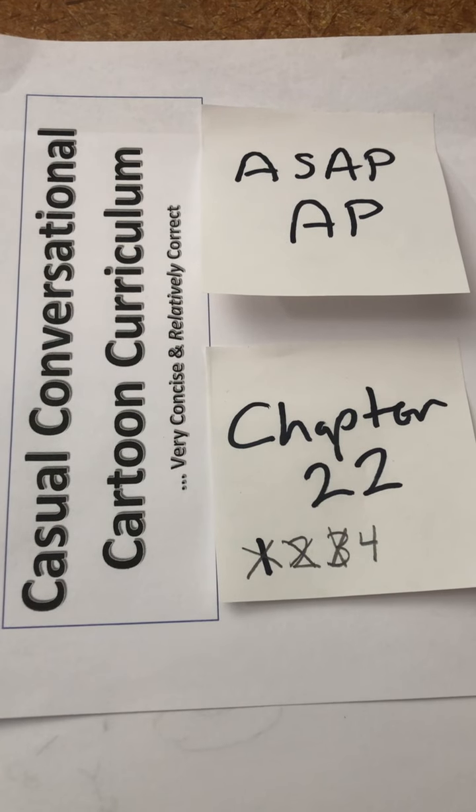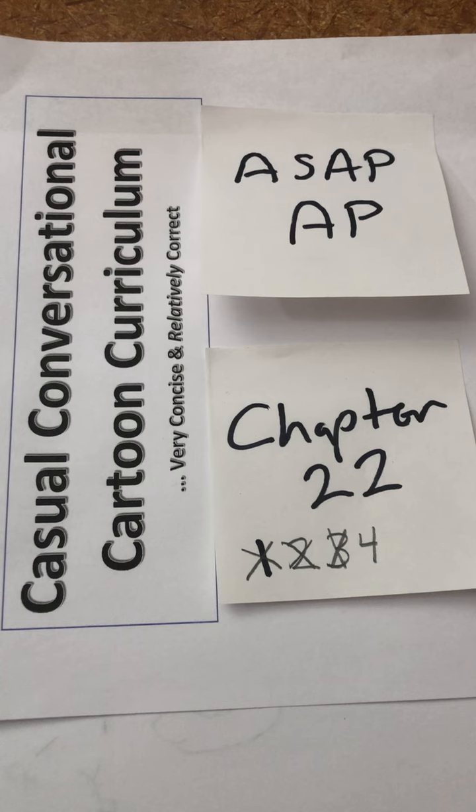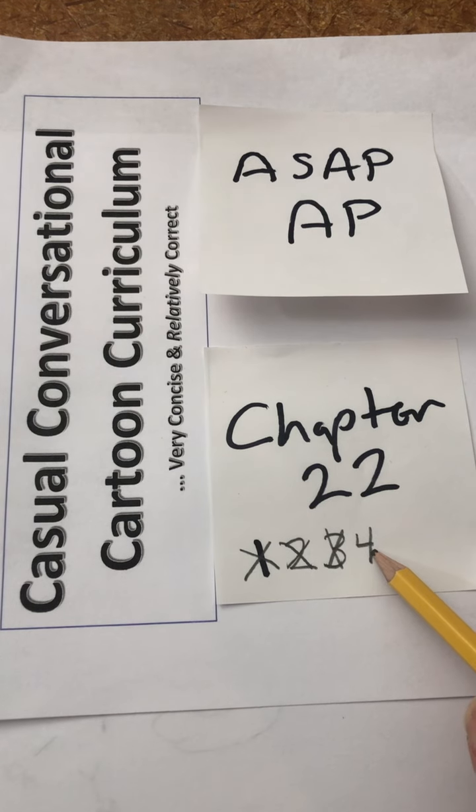Again, will it differ in casual conversation cartoon curriculum? It's very concise and relatively correct. As simple as possible, as soon as possible. A&P Chapter 22, our fourth attempt at saying something here.